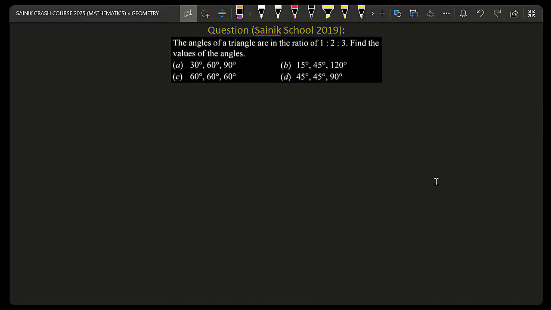So it's a direct question. You can even use one shortcut for this. Who's going to answer this? Sriyansh, read the question. The angles of a triangle are in the ratio of 1 is to 2 is to 3. Find the values of the angles. Okay, what is the shortest way possible for this? Sir, 1 by 5 into 180. Wrong. Sir, 1 by 6 into 180.